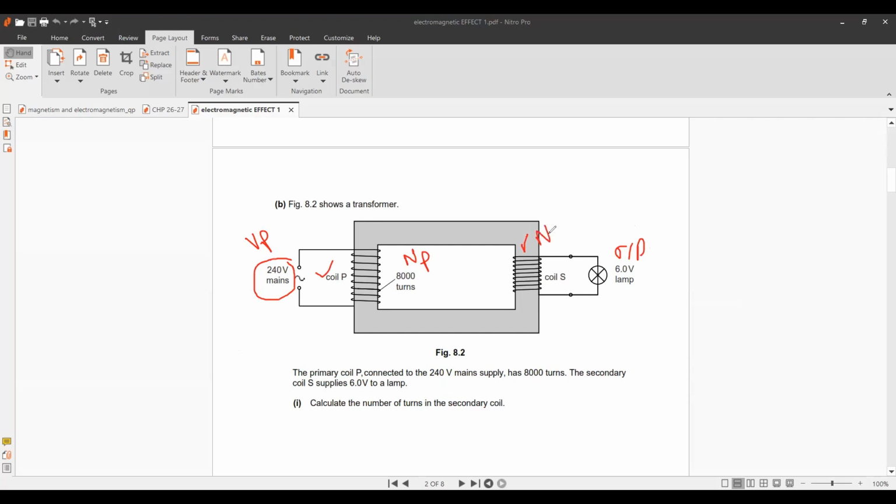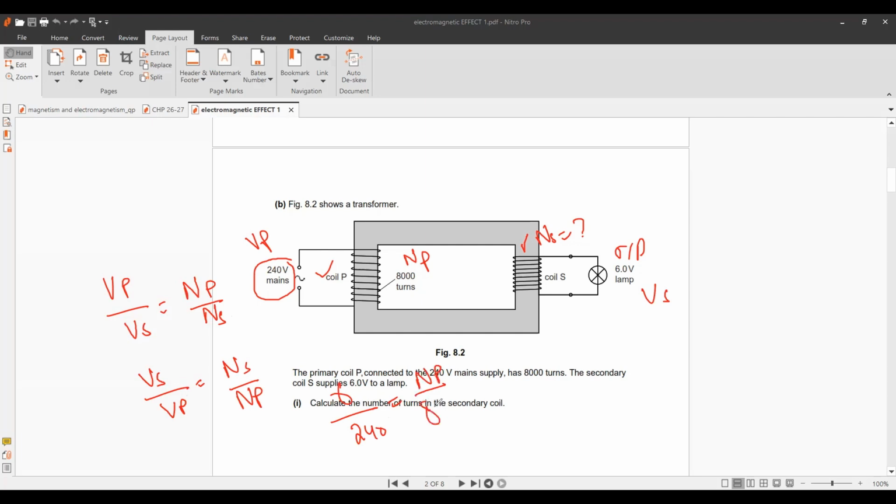We don't have the number of turns of the secondary, but we do have the voltage. What is the formula used when we are given the number of turns? Vp over Vs is equal to Np over Ns, or either way, Vs over Vp is equal to Ns over Np. So Vs is 6, Np is 240, Ns is to be found out, and Vp is 8,000. So rearranging the formula, making Ns the subject, we will have 6 times 8,000 divided by 240, which will give us Ns, 200. So is it a step up transformer or a step down transformer?